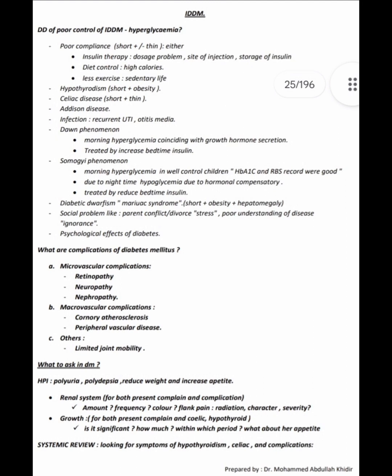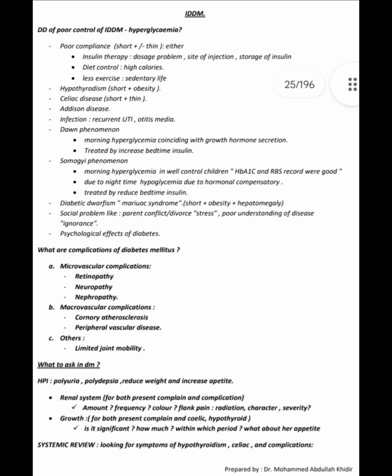Now what are the complications of diabetes mellitus? We know that is macrovascular, microvascular and others. So microvascular complications of diabetes mellitus are retinopathy, neuropathy and nephropathy. And macrovascular complications include coronary atherosclerosis, peripheral vascular disease, and others is limited joint mobility.